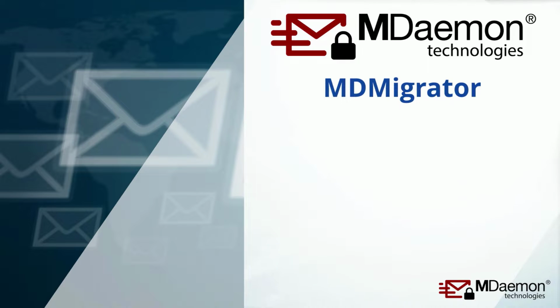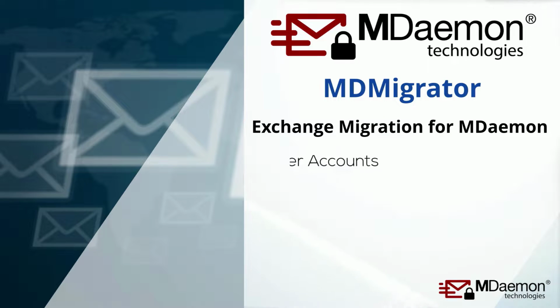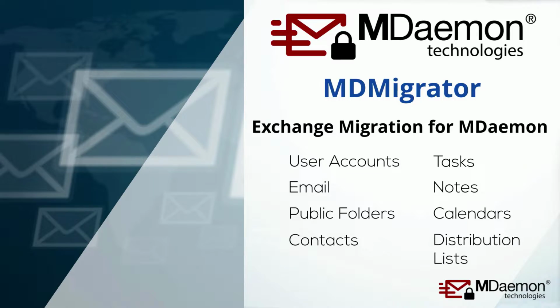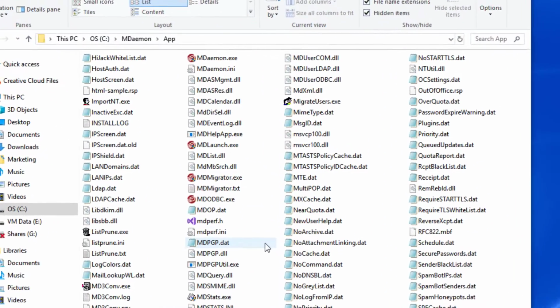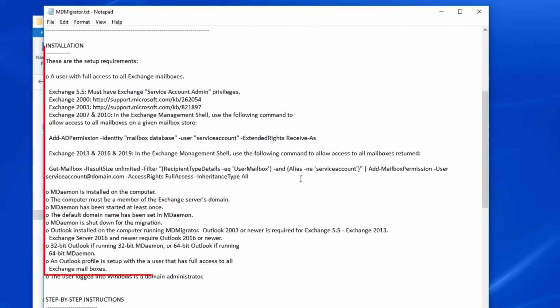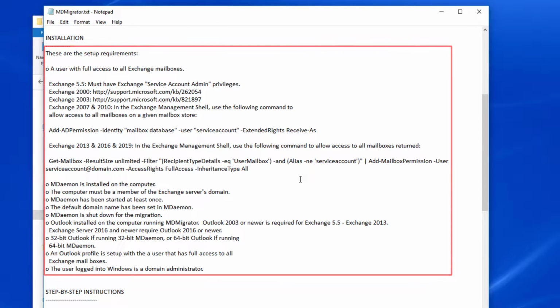Businesses can use MDaemon's built-in MDMigrator tool to migrate their email and groupware data from Microsoft Exchange Server to MDaemon. You'll find step-by-step instructions in the MDMigrator TXT file located inside the MDaemon APP directory. Follow the setup requirements to prepare your environment for migration.